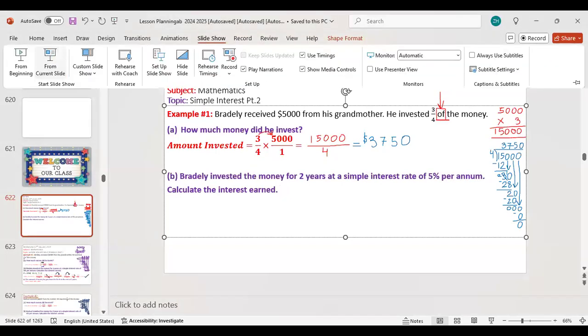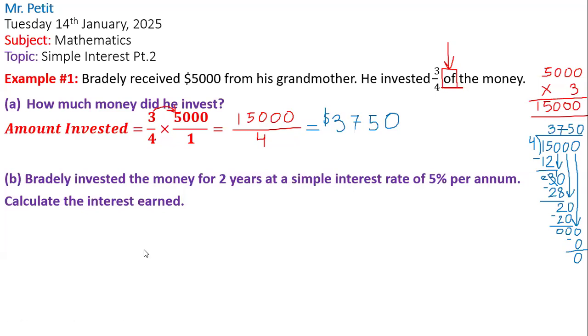I found another way to do A. Go ahead. Because 3 over 4 means 75%, you could have just done 5,000 times 75 divided by 100. That's correct. Essentially it's 3 over 4, so you could do 75%, or you could do 0.75. All those ways work as well.